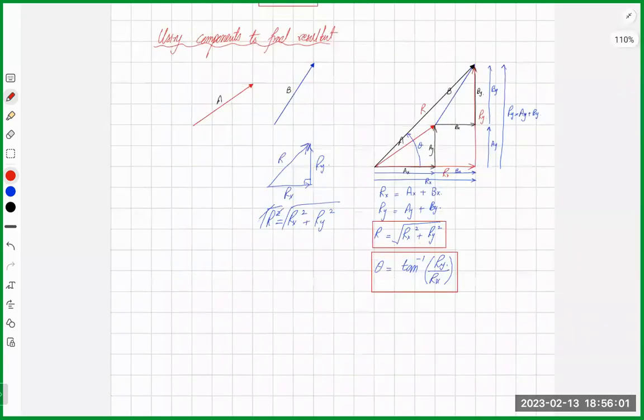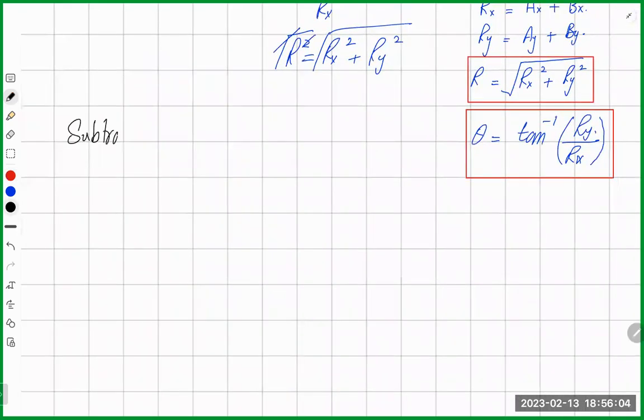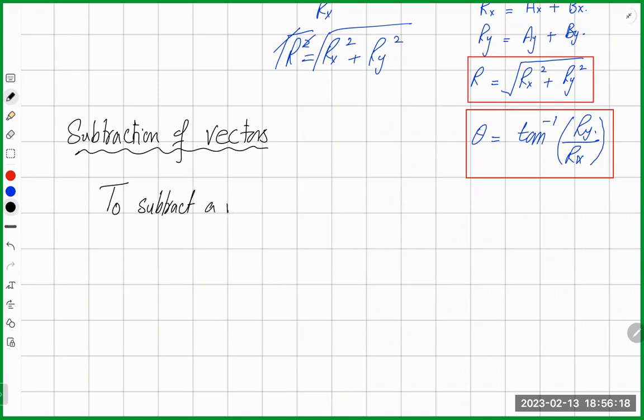How do we subtract vectors? To subtract a vector, we simply add the opposite of that vector.